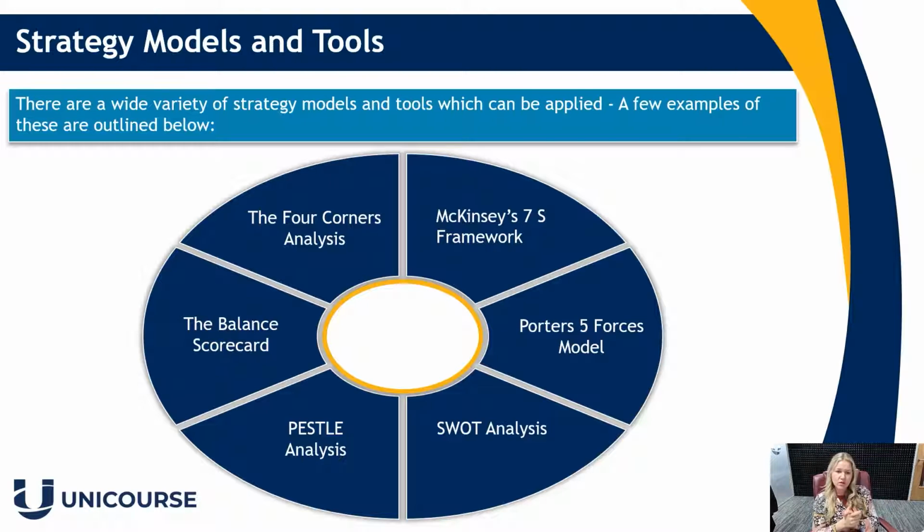Porter's 5 forces model is an analytical tool which looks at the attractiveness of a particular market by looking at the degree of rivalry, the power of the customers, the power of the suppliers, the threat of new competitors, and the threat of substitute products or services.